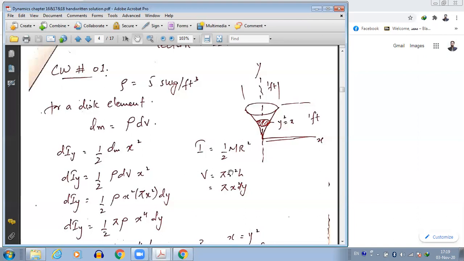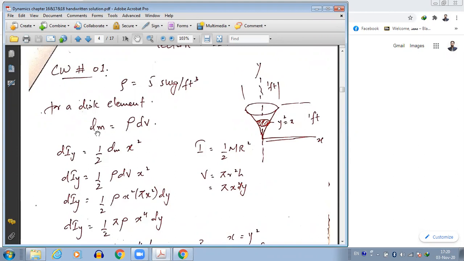For the disk element, we know that I is equal to half m r squared. That's the moment of inertia. And we know the volume of the disk will be the area multiplied by thickness, which is pi r square h. But here the radius is basically x, so it will be pi x square, and the height here will be dy. So the volume is pi x square dy, corresponding to the x given in the question. So we have dm is equal to rho dv. That's the differential mass.